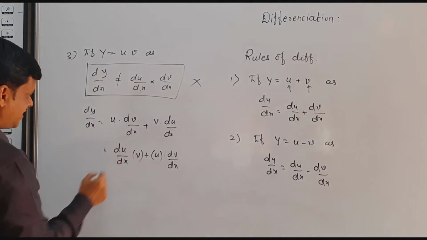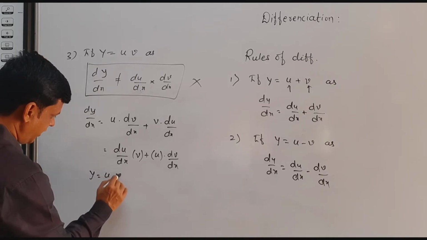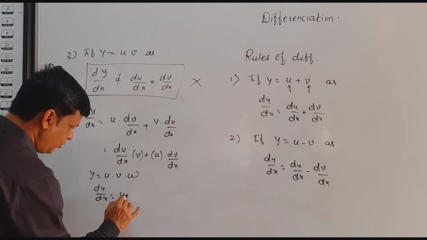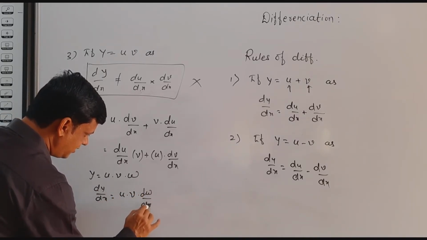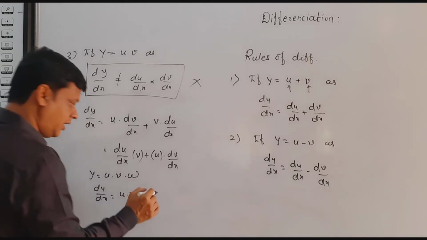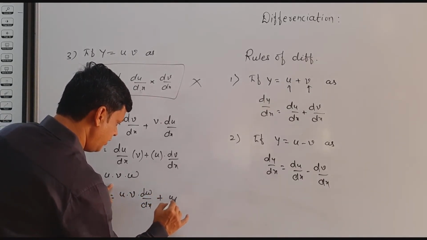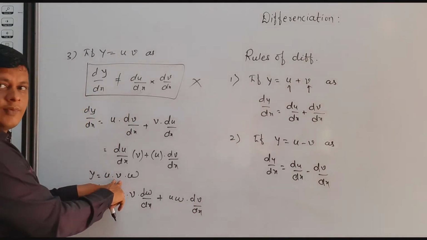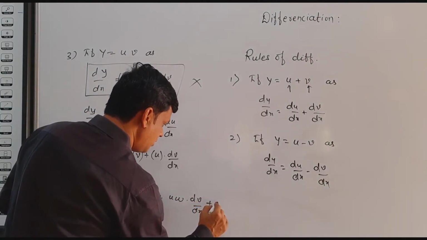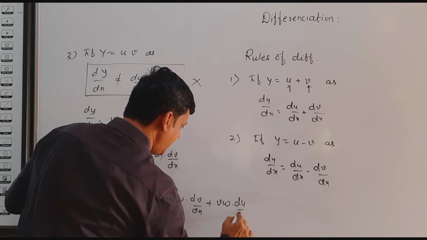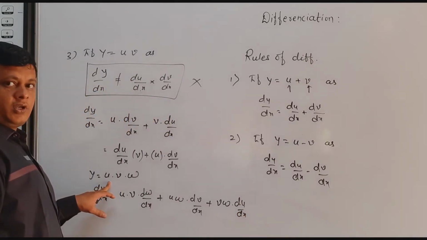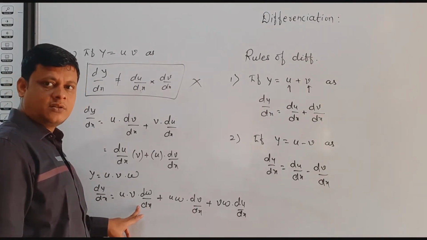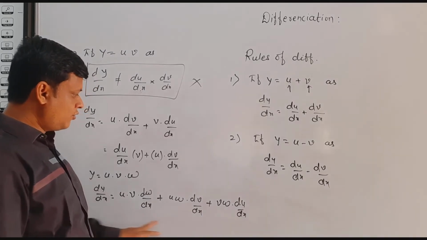So we extend it. If y is equal to u into v into w, then we write dy by dx as u into v into dw by dx. That means we find the derivative of w only, plus u into w into dv by dx. That means we find only the derivative of function v. Then v into w into du by dx. That means we find the derivative of u only. That means while differentiating, we differentiate only one function in one term. So we have to extend.